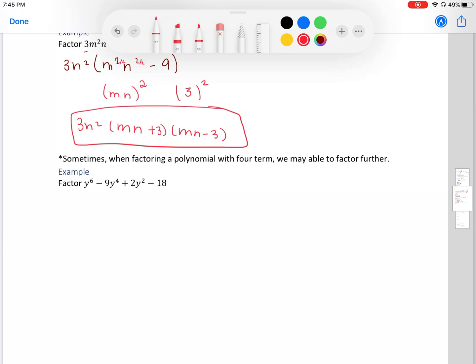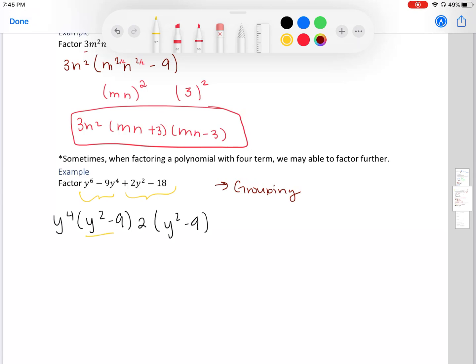Next problem. Now here, this one's different. We don't have two terms. So what type of factoring can I do when I have four terms? Well, I can try to factor by grouping. Let's factor my first two and my last two. If I do that, my first two can divide out a y to the fourth power, so I'm left with y squared minus 9. And my last two I can divide out 2, so I'm left with y squared minus 9.